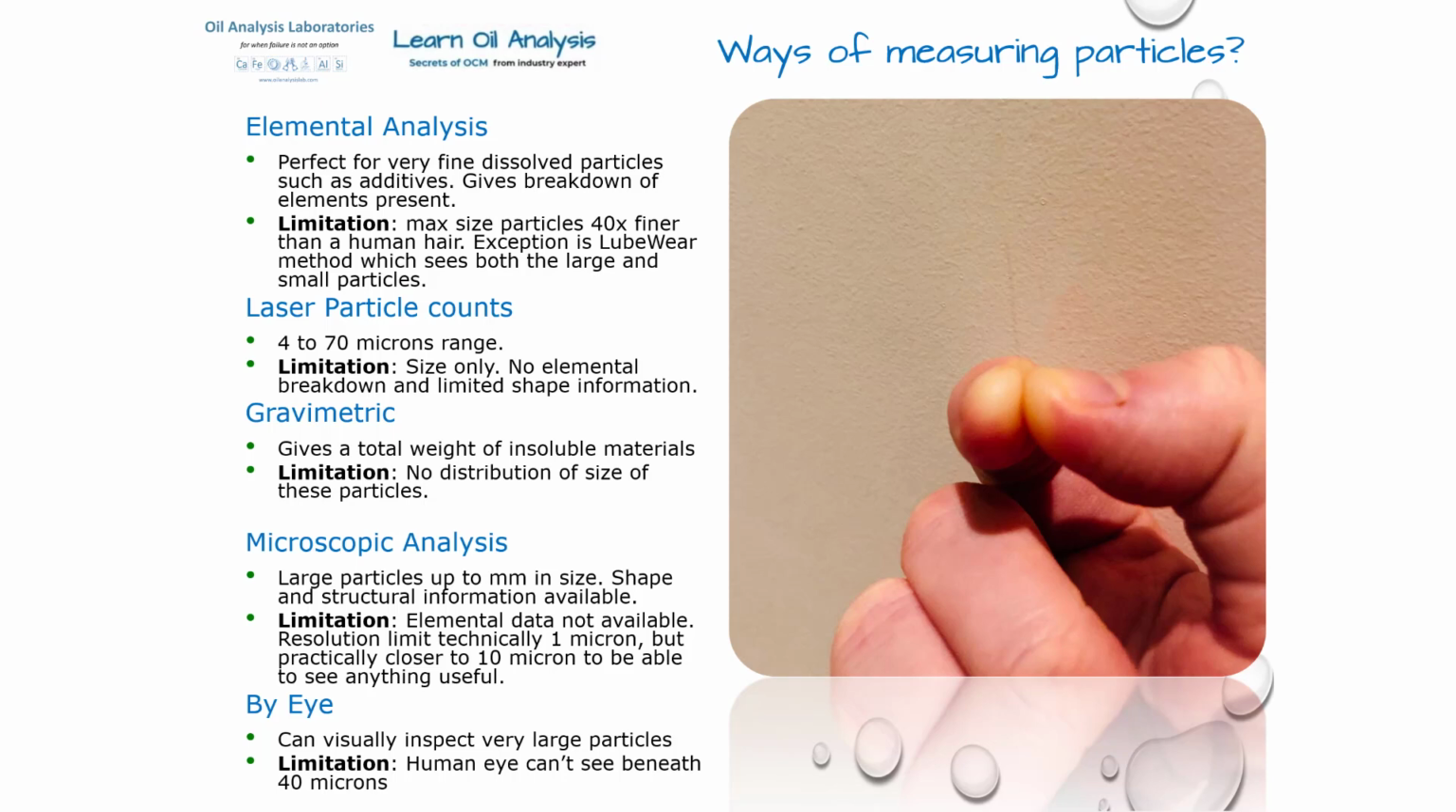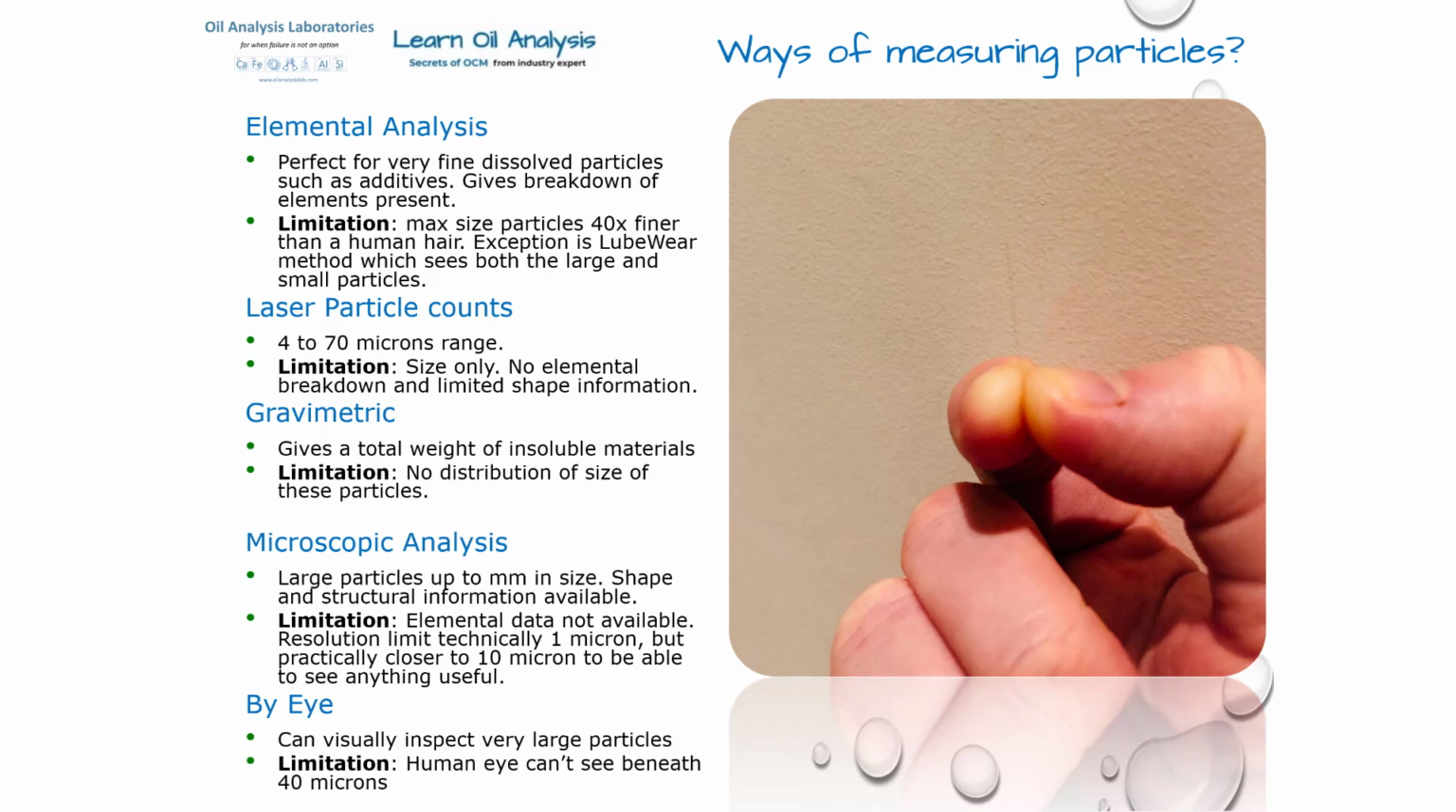I have another video on this YouTube channel specifically on elemental analysis if you want to find out more about elemental analysis. Another popular type of testing is laser particle counting for measuring ISO4406, NAS or SAE4059 cleanliness codes. Laser particle counting can detect particles between 4 and 70 microns. The downside to this method is it gives no elemental and limited shape information. Equally, the tolerances of particle counters tend to be between 150 and 200 microns, meaning you can't measure anything much larger than a grain of sand.